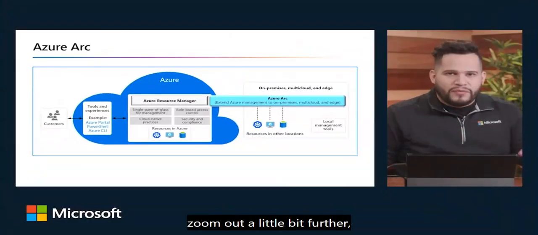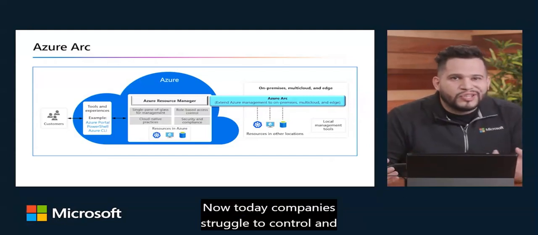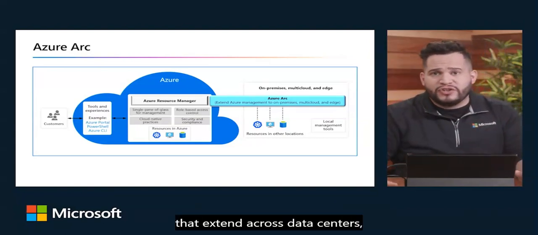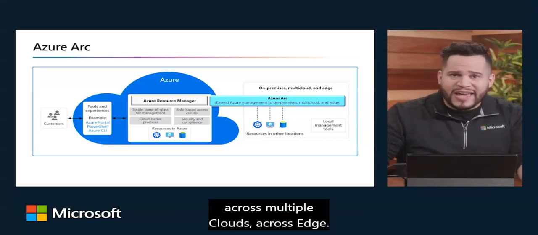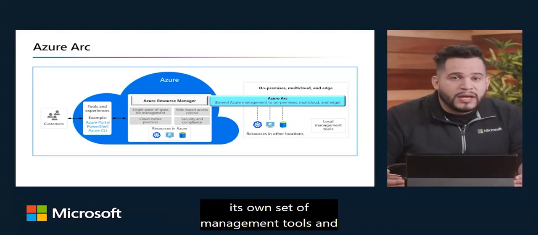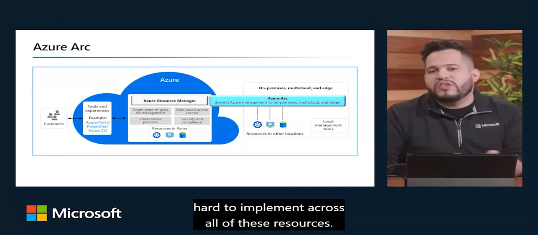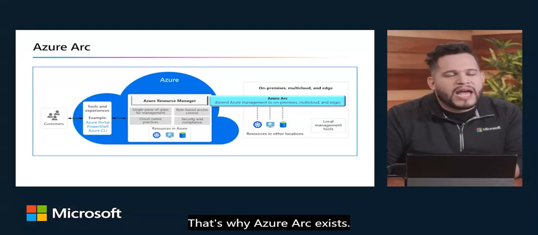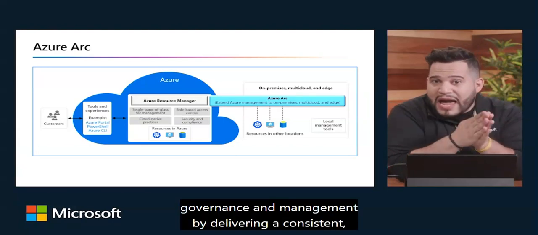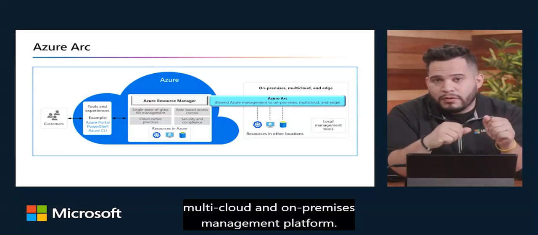Now, if we zoom out a little bit further, we get to see Azure Arc. Today, companies struggle to control and govern increasingly complex environments that extend across data centers, across multiple clouds, across edge. And each environment in cloud possesses its own set of management tools. And new DevOps and IT Ops operational models can be hard to implement across all of these resources. That's why Azure Arc exists. Because Azure Arc simplifies governance and management by delivering a consistent multi-cloud and on-premises management platform.